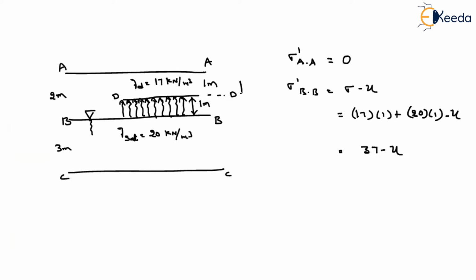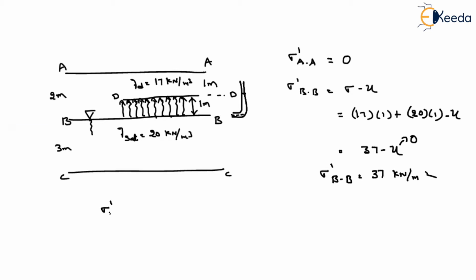Imagine if I keep my piezometer here, up to where will the water level rise in this piezometer? What do you think? Will the water level rise up to the layer DD? Yes or no? No. Why? Because the water level in the piezometer always rises up to the free water surface, and here the free water surface is there up to B. So there is no rise in the water level in the piezometer. So my pore water pressure is equal to 0. So my effective stress along the layer is nothing but 37 kilonewton per meter square.